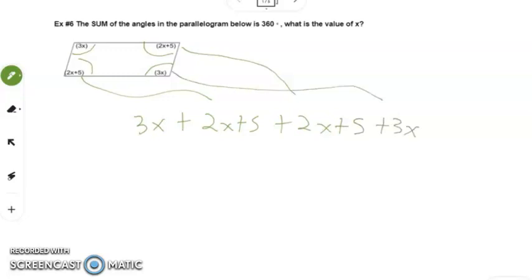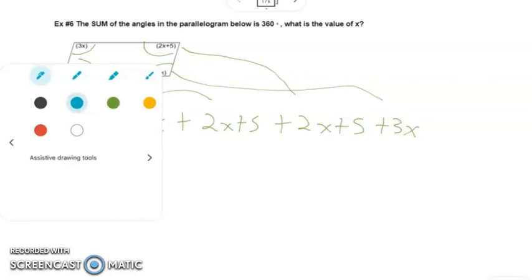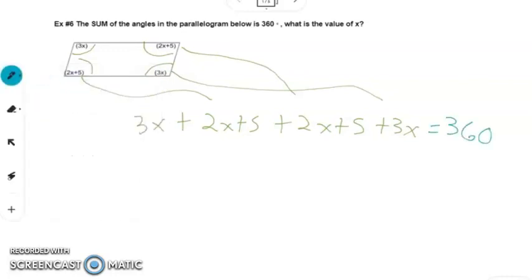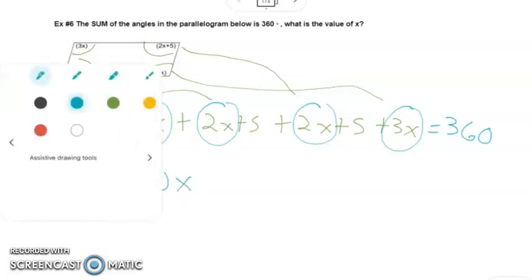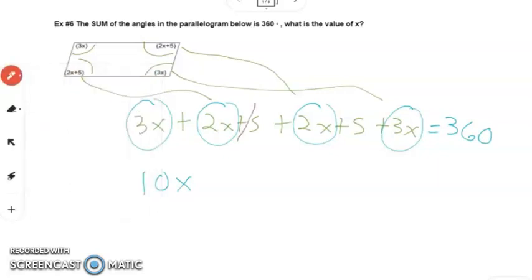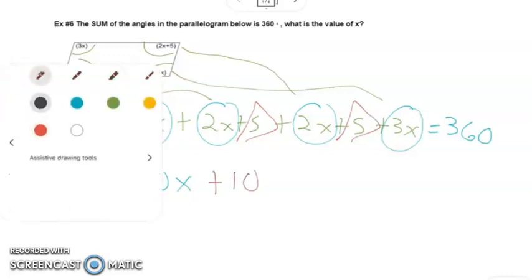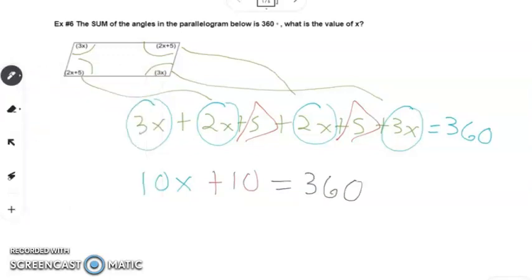Once I've written my equation, I can go ahead and combine like terms. So remember, like terms have to have the same variable and the same power. So 3x, 2x, 2x, and 3x are all like terms. If I add them together, I'll add the coefficients, the number in front of the x. So 3 plus 2 plus 2 plus 3 is 10, so I'll have 10x. And then I need to combine my constants, which are my numbers without the x. So that's going to be the 5 and the 5. So 5 plus 5 is 10, and then all of that is still going to be equal to 360.